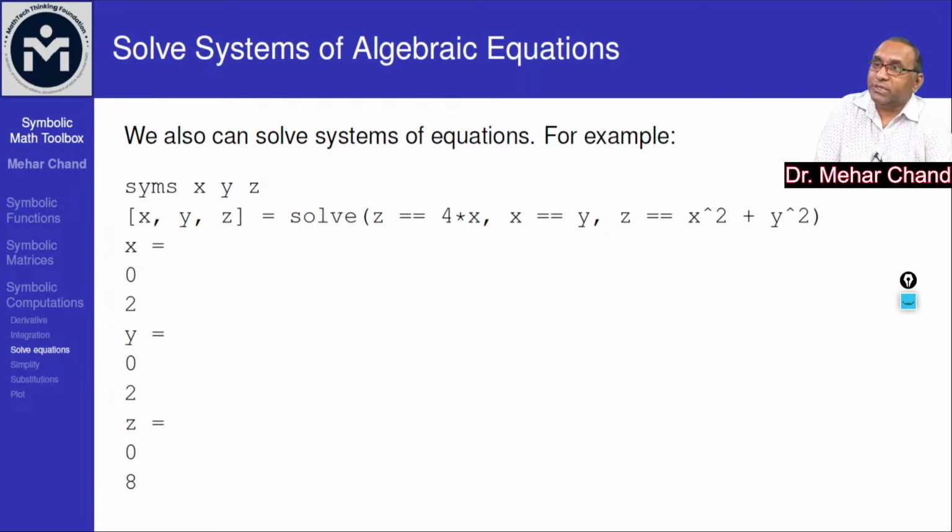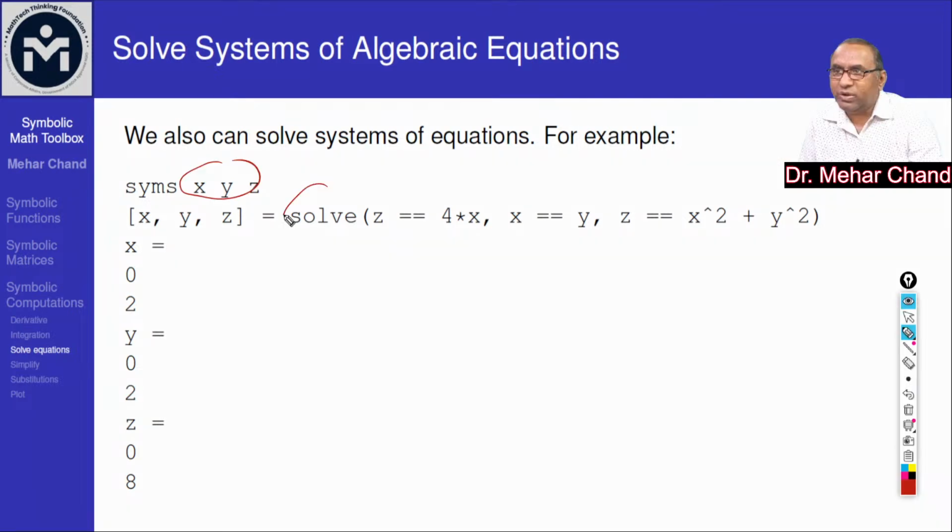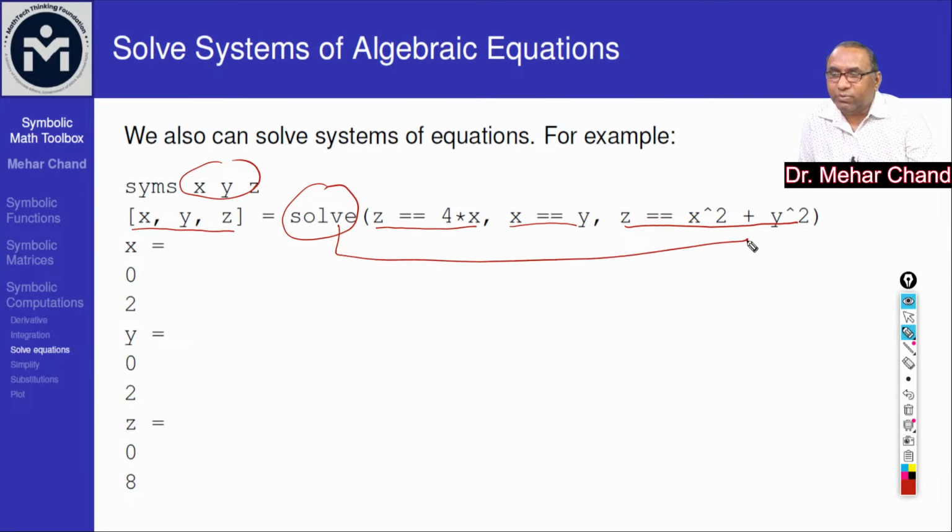Now, if we have a system of equations, the solve function is used for the system of equations. This is the first equation, x is equal to 4x. This is the second equation, x is equal to y. And this is the third equation, z is equal to x square plus y square. On the left hand side, we are using this one. After solving these equations, we have the values of x, y and z. The solutions will be stored for the x variable, the y variable and the z variable.